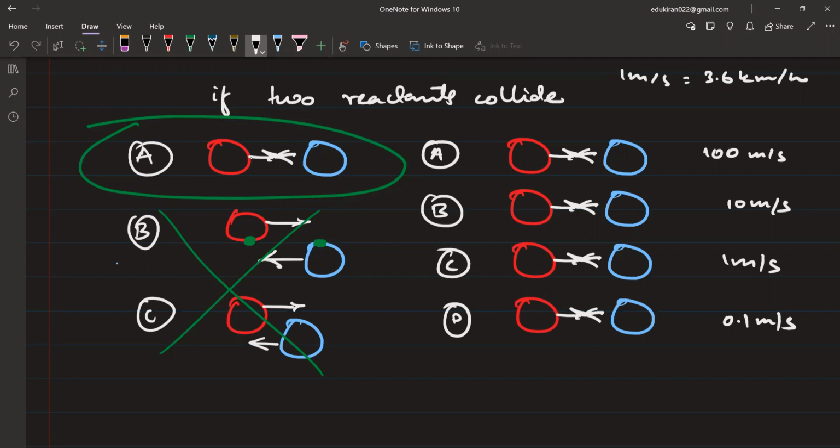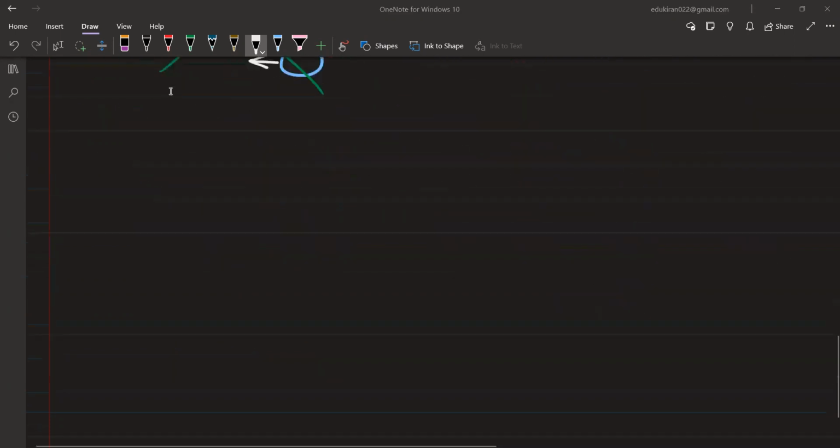But this collision should have some threshold energy. For example, if two reactant molecules are coming towards each other, and they just touch each other and stop, that means it was not an effective collision. It was not even a collision, right? So for collision, you need to have some kind of energy. There's some threshold energy.